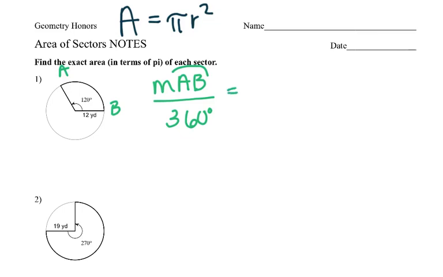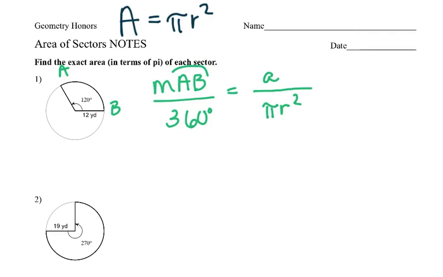We'll call it A. Even though we've had a lot of A's, don't mix that up with the apothem. Over the area of the whole circle. So pi r squared. And that's it.